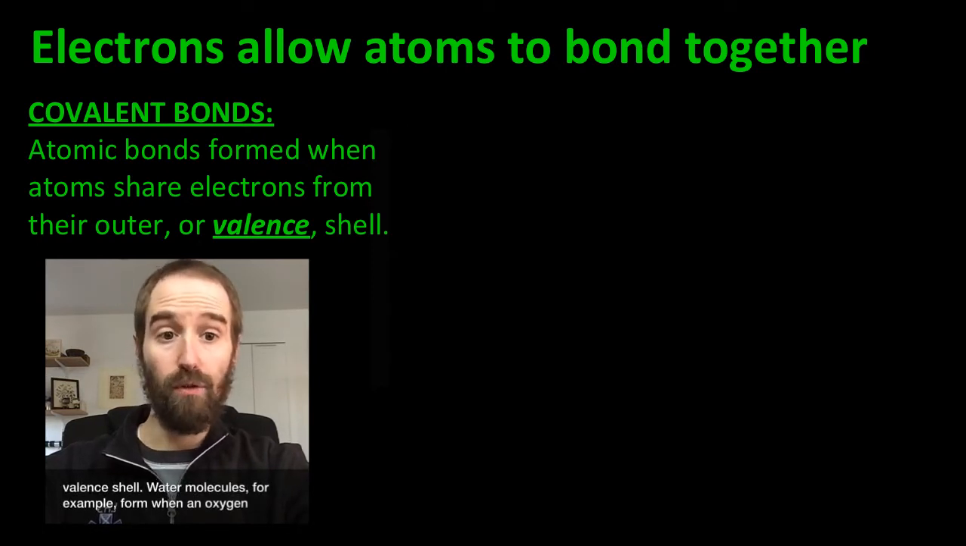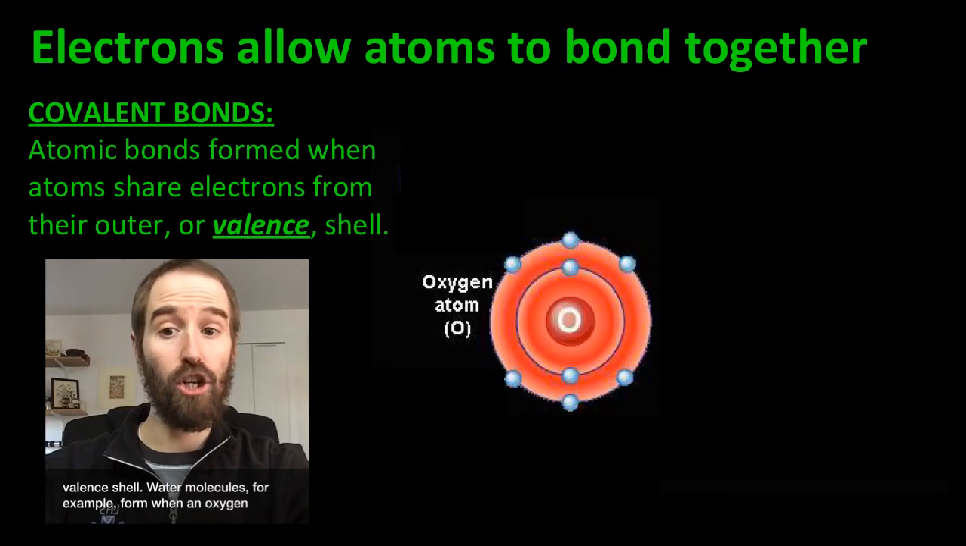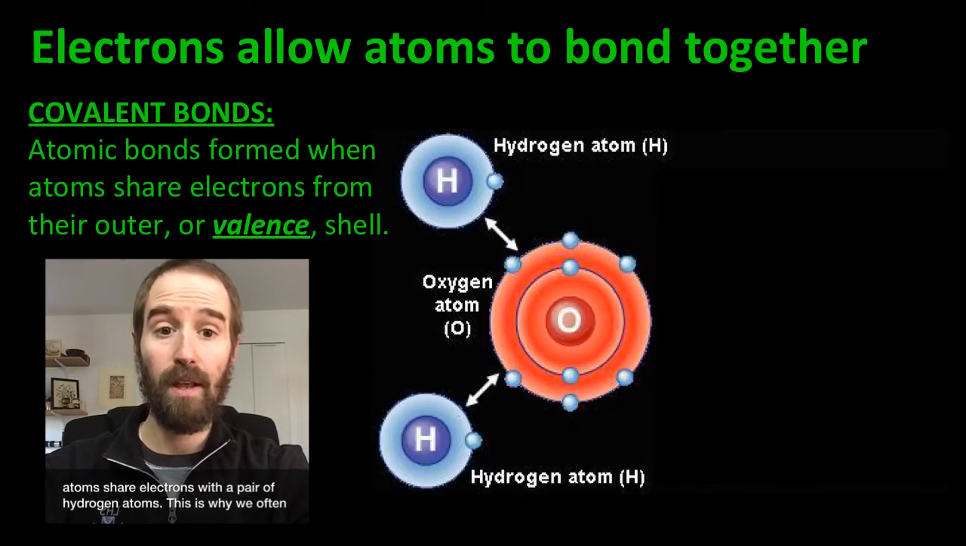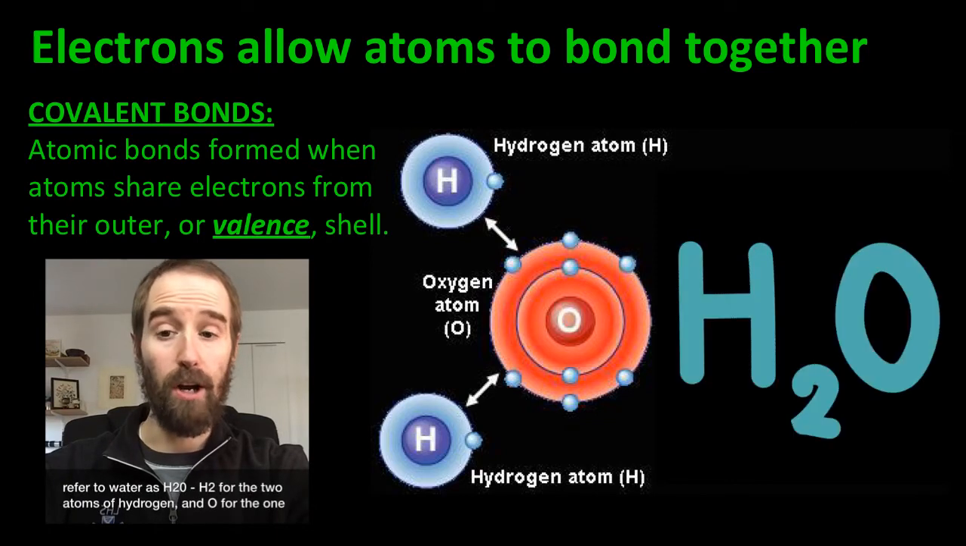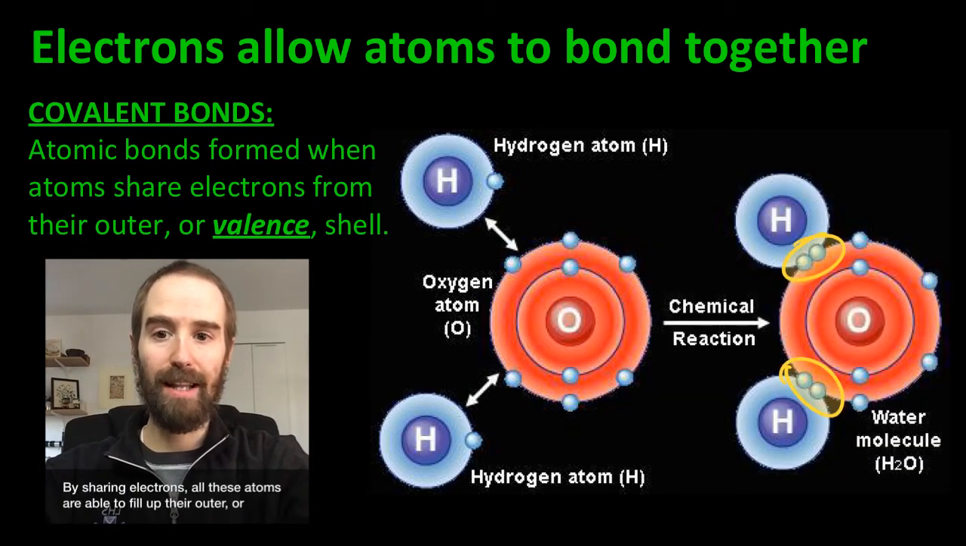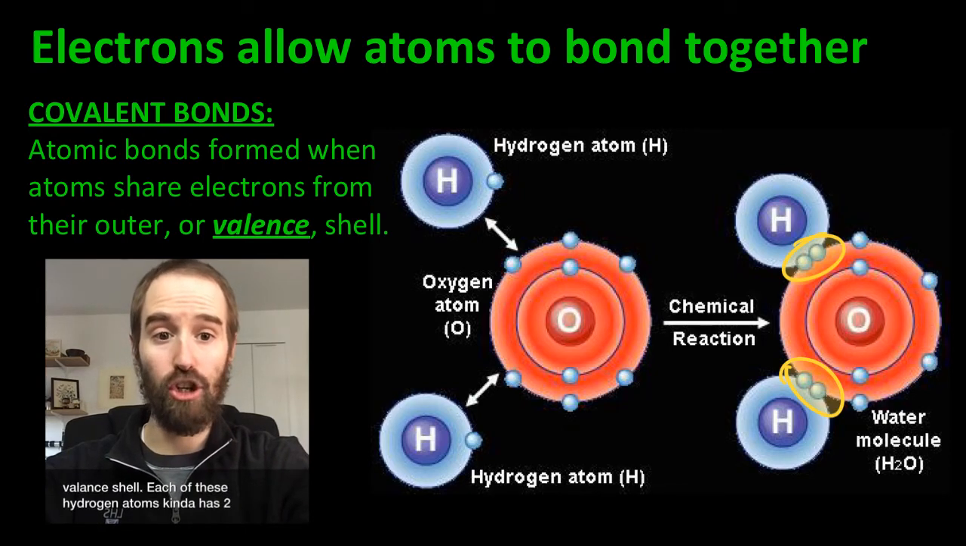Water molecules, for example, form when an oxygen atom shares electrons with a pair of hydrogen atoms. This is why we often refer to water as H2O, H2 for the 2 atoms of hydrogen and O for the 1 atom of oxygen. By sharing electrons, all these atoms are able to fill up their outer or valence shell.